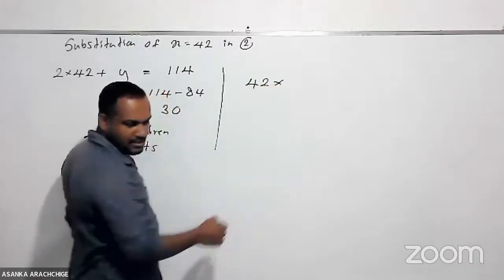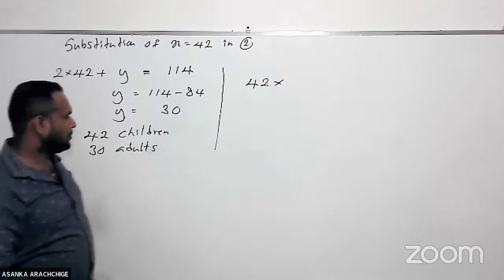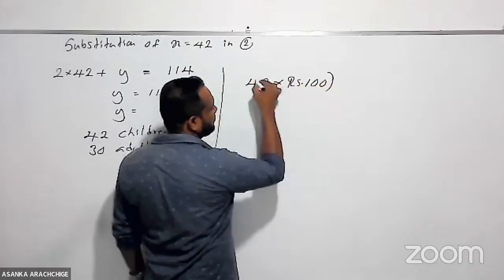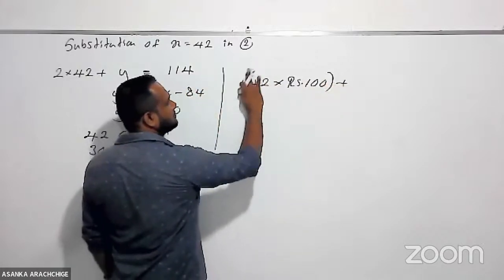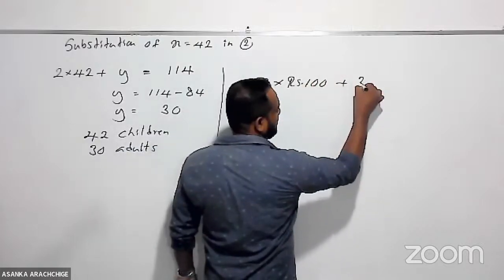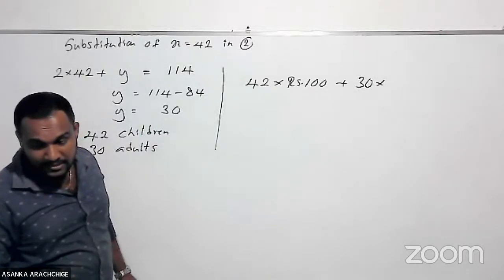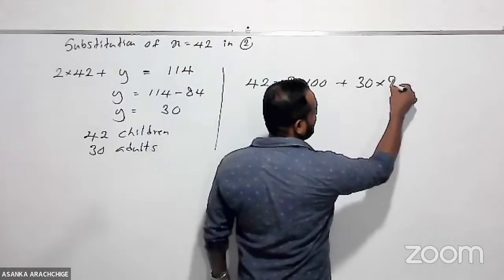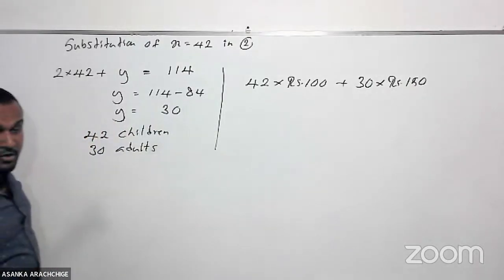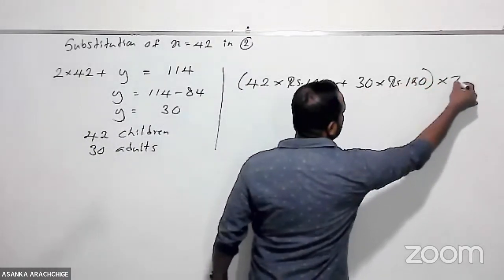Then multiply 42 by 100. No, no. 42 children. 42 is multiplied by 100 rupees. It is added what? How many adults are there? 30. How much is paid for each adult? 150 rupees. This is the amount of money required per day, for 1 day, but we have to find the required amount for a week. Then this should be multiplied by 7.